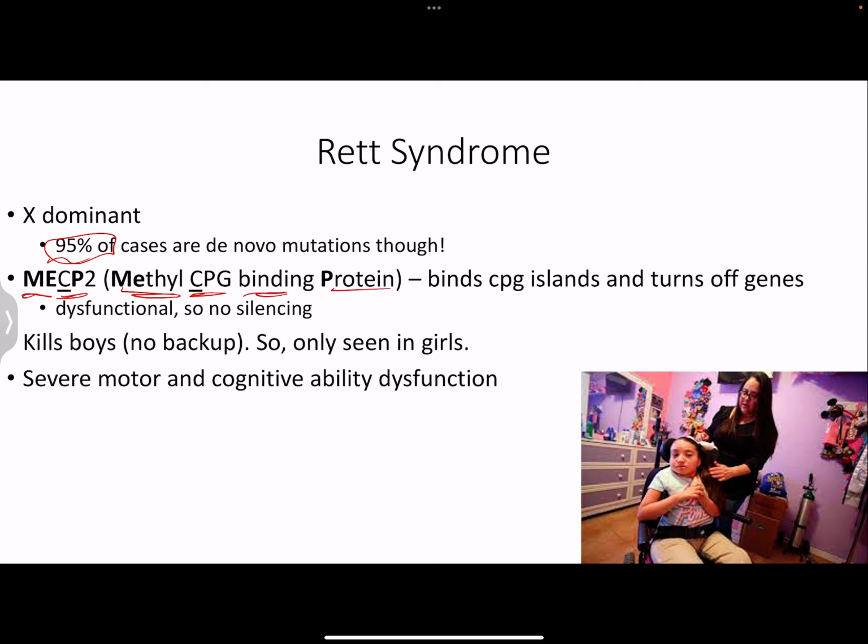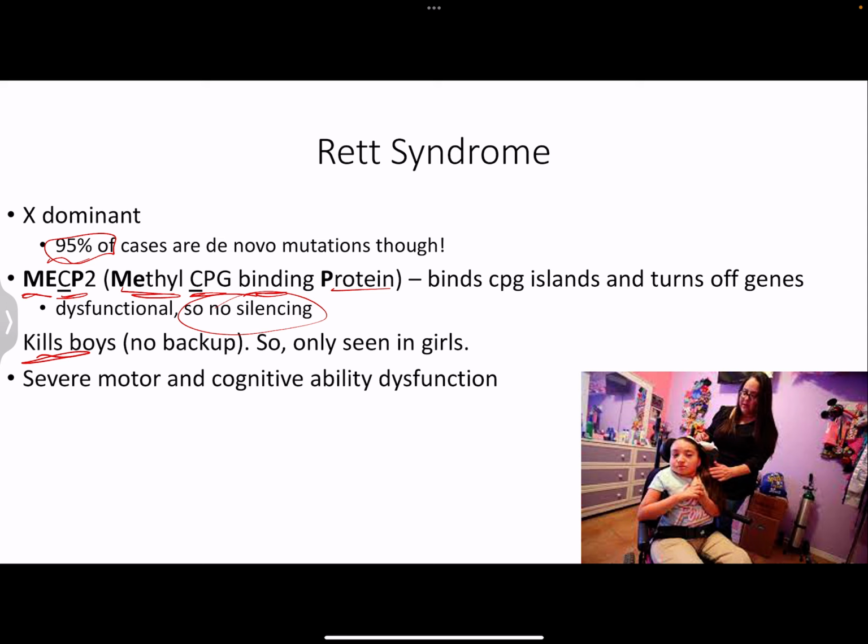And so we said that CpG islands are just CG in the promoter. They're often hypermethylated and they get turned off. They get condensed. Well, this is actually the protein that binds. It spots all of these methyls in the promoter. It binds them. It's actually what does the condensing. Now, in Rett syndrome, this is dysfunctional, so you don't actually get silencing. And it turns out if boys get this, it's just going to kill them.